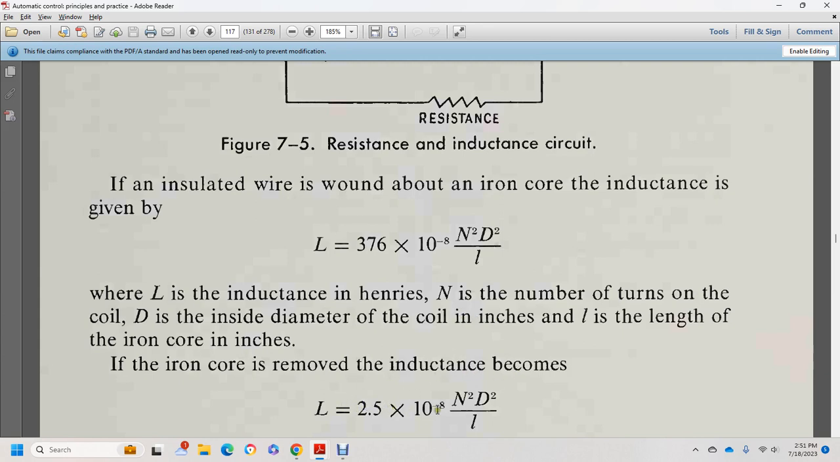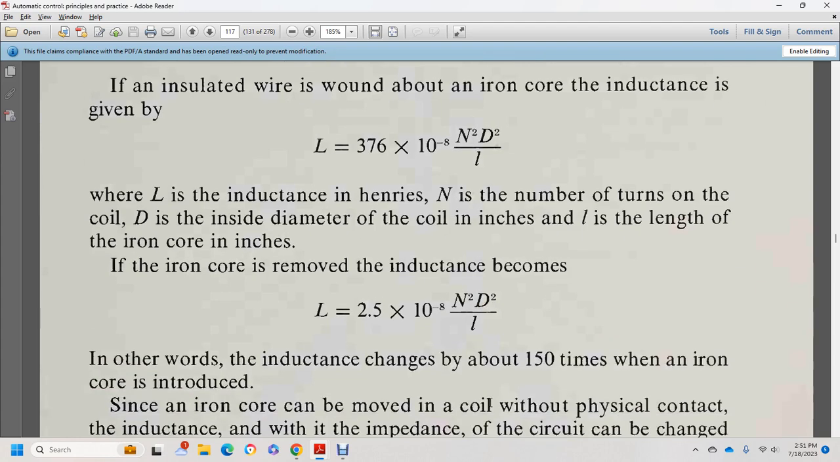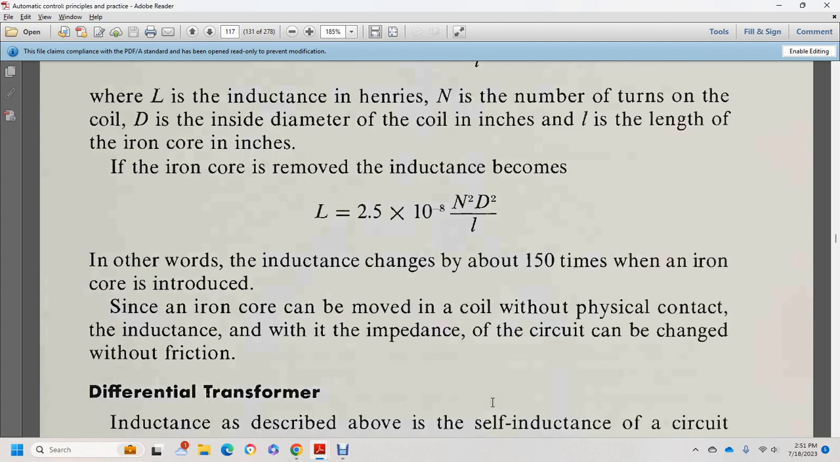Inductance equals 2.5 times 10 to the negative 8 times the number of turns squared times the diameter of the coil in inches squared, divided by the length of the iron core. In other words, the inductance changes about 150 times when the iron core is introduced. Since the iron core can be moved in a coil without physical contact, the impedance in the circuit can be changed without friction.